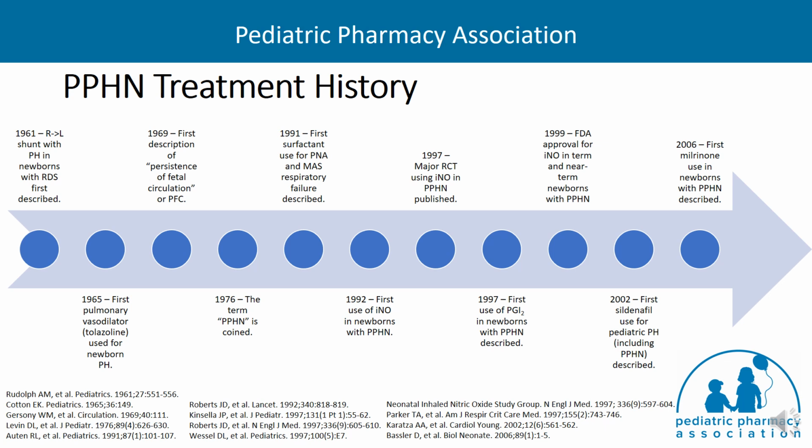Nitric oxide was then used in 1992 with the first major randomized trial for it in 1997 and ultimately FDA approved for neonates with PPHN in 1999. PGI-2 was also first described in the late 90s. Sildenafil was first described for pediatric pulmonary hypertension, which included PPHN, in the early 2000s. A few years later in 2006, milrinone was first described. And so really you can see here quite a large spread of new strategies trialed over the last many decades, with continued research ongoing in the last 20 years or so to optimize management.